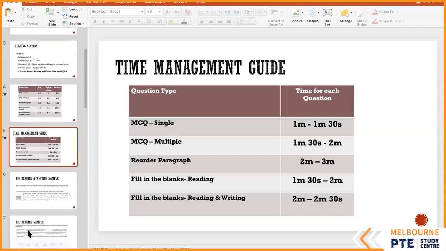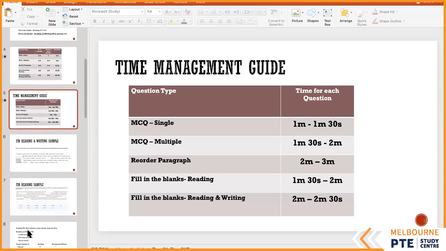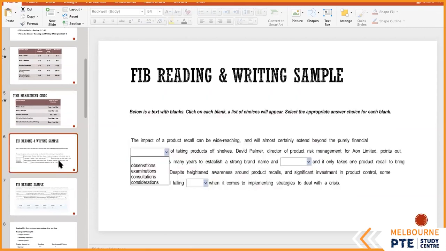So there are two types of fill in the blanks, right? One is fill in the blanks reading and writing, and one is fill in the blanks reading. So our focus today is on these two things. Let's quickly identify the differences between these two tasks.